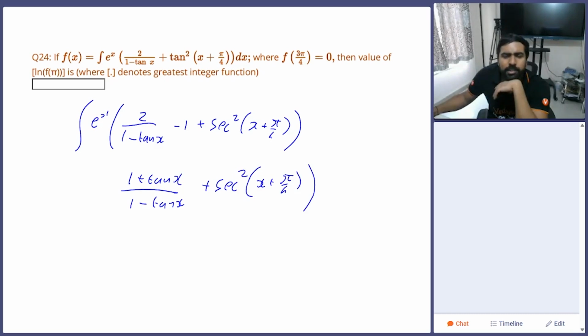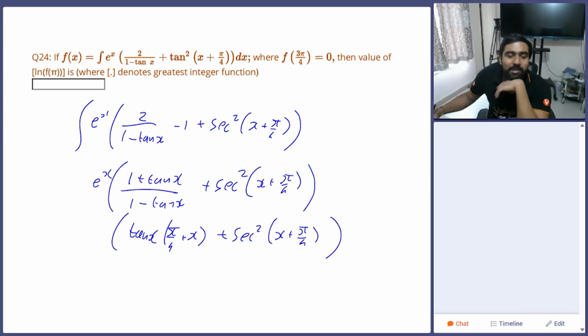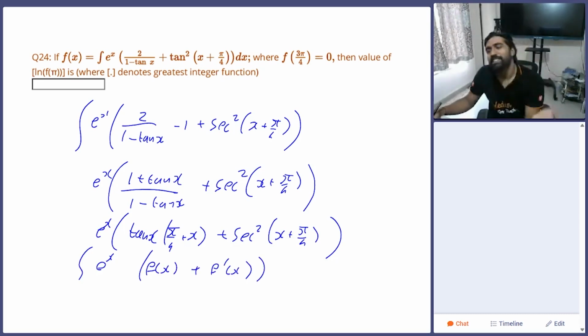You might think, why are we doing this? Some of you might have even gotten an idea. What is 1 plus tan x upon 1 minus tan x? This is nothing but tan of pi by 4 plus x or x plus pi by 4, either way. This is nothing but tan of x plus pi by 4, plus sec square x plus pi by 4, into e power x. So you have e power x into some function plus f dash of x integral. You know, this is nothing but directly the derivative of e power x into f of x.